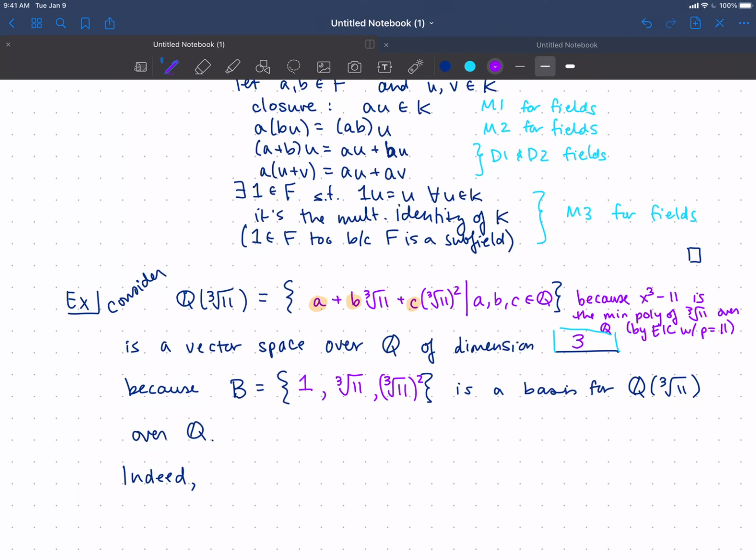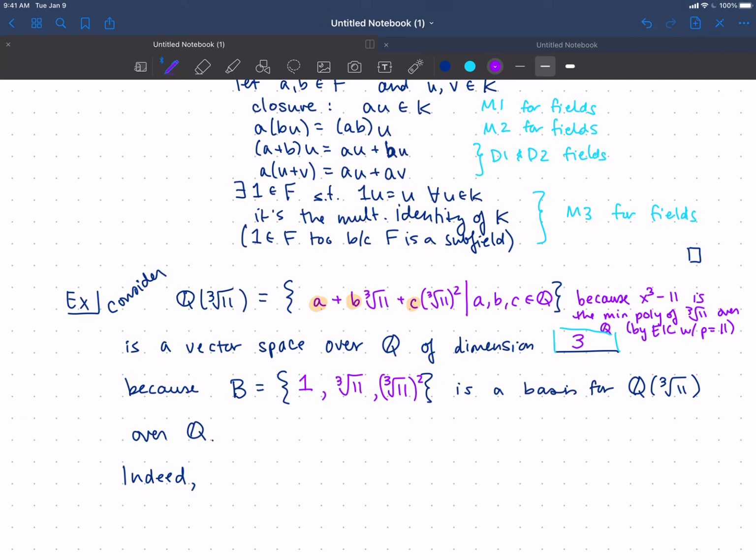When we show something is a basis, there are 2 things that we need to do. We need to show that the set spans, so I need to show I can build every element of Q adjoin the cube root of 11 as something that looks like a linear combination of my basis B. And I need to show that this set is linearly independent, that there's no interesting way to write down 0 with these things.